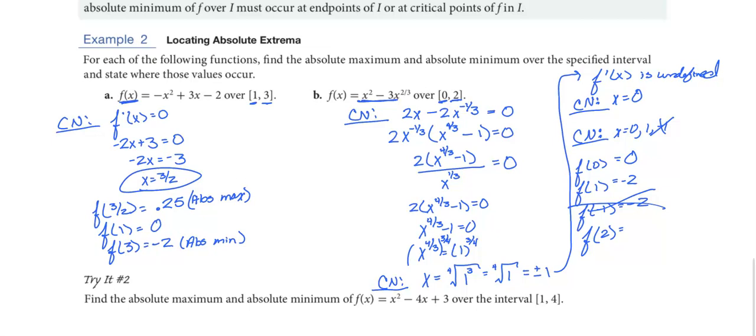It's not on that interval. And then when I plug in 2, I got -0.7622. So my biggest y value is 0, so this point is the absolute maximum, and that's happening at the origin 0, 0. And then my smallest y value is -2, which means this is the absolute minimum happening at the point 1, -2.